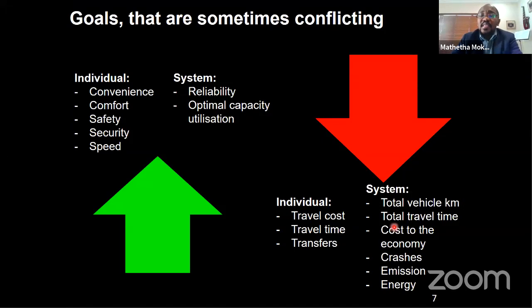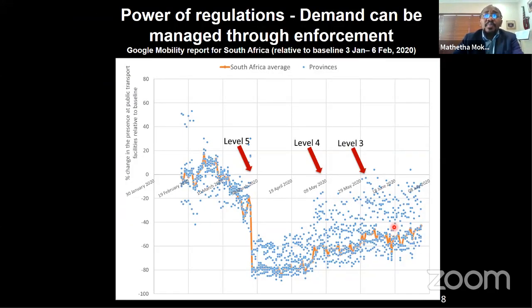Often some of these things can be conflicting, so we need to manage that balance. Something we need to also note at a policy level, especially at the legislation and regulation level, is that regulation, if enforced, can definitely make an impact, can change things.